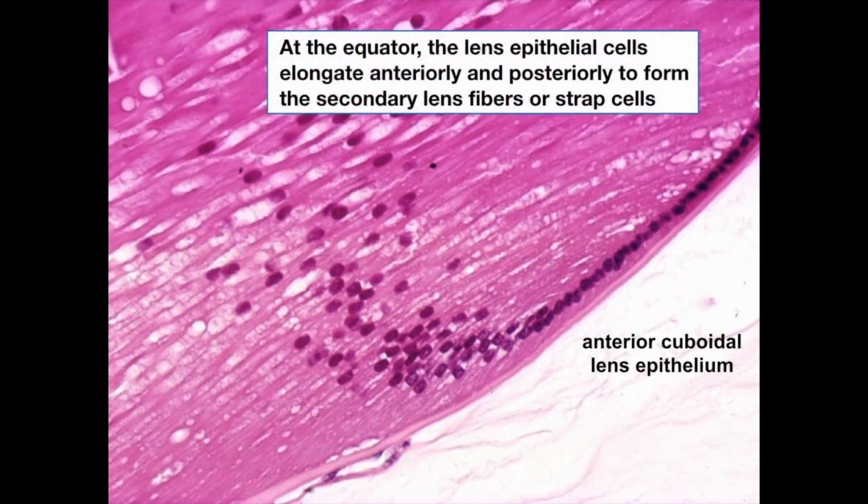Near the equator of the lens, epithelial cells elongate anteriorly and posteriorly, forming the secondary lens fibers or strap cells that form the bulk of this transparent cellular structure. Here, the nuclei of the cells extend into the lens cortex, forming the equatorial lens bow. The nuclei of the lens fibers gradually degenerate and disappear, and are absent in the deeper cortex and the lens nucleus.